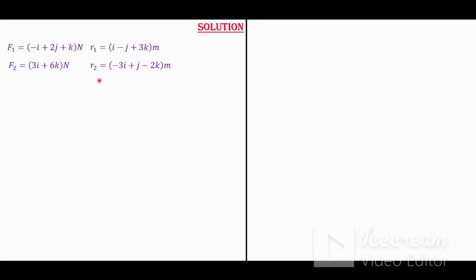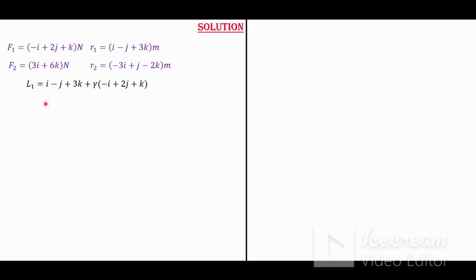The first part of question 6 Roman 1 is asking us to show that the lines of action of the forces intersect. To do that, we first have to write the vector forms of the lines of action of each force. Let us start by writing the vector form of the line of action of the force F1. We have the position vector of the point through which the force F1 acts, that is i minus j plus 3k, which is r1, and then the force F1.